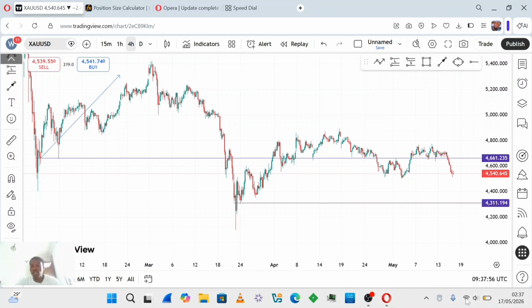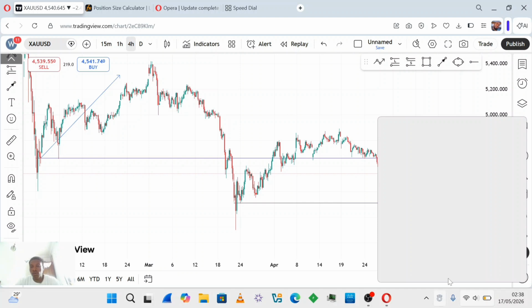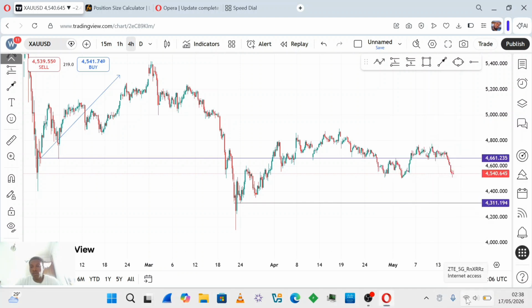It seems like the brightness is reduced. Let me increase it. Let's work around with this.